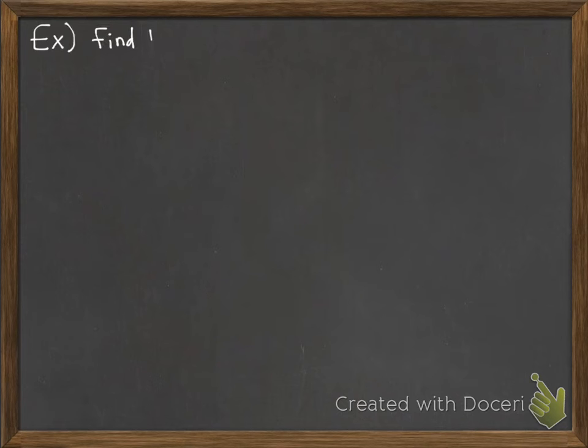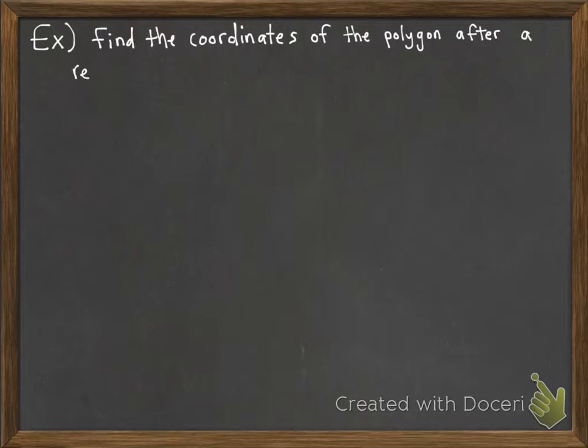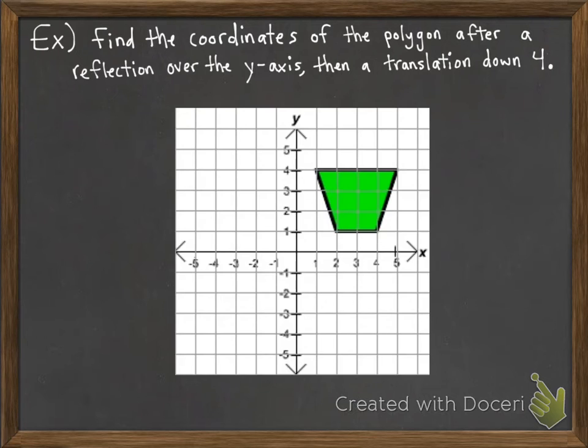Let's see an example on the coordinate plane. If we have a shape on a graph with an x-axis and a y-axis, after reflecting or translating the shape, the coordinates will have changed. For example, if we take this trapezoid and we reflect it over the y-axis, and then we translate it down 4 spaces, the coordinates will have changed, and we'll need to find those new coordinates for the polygon.